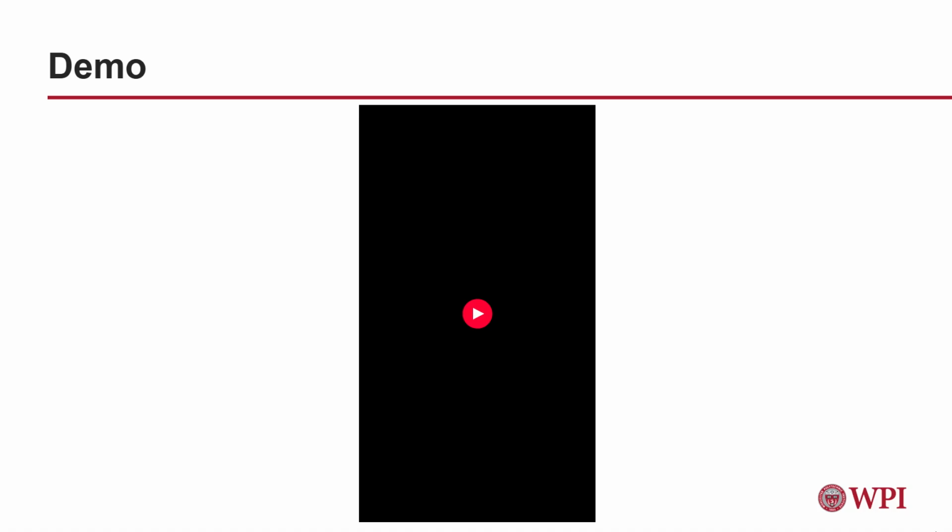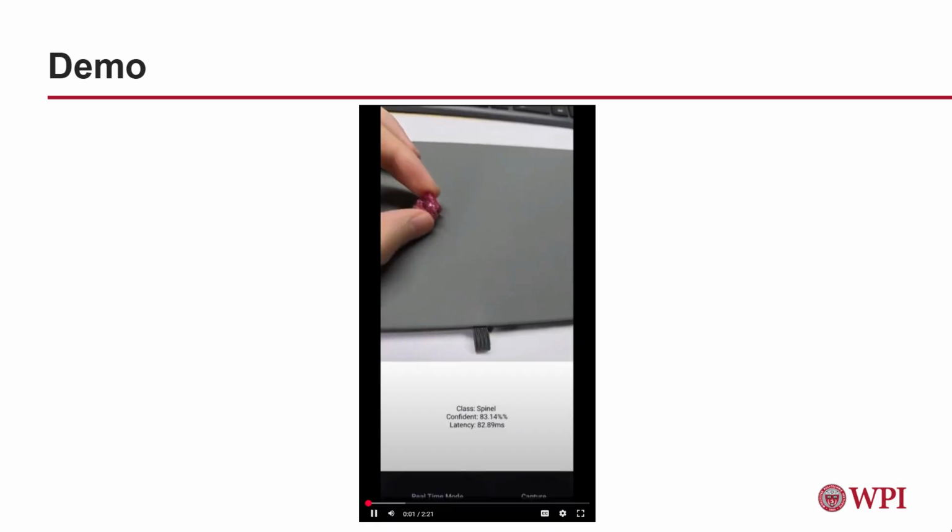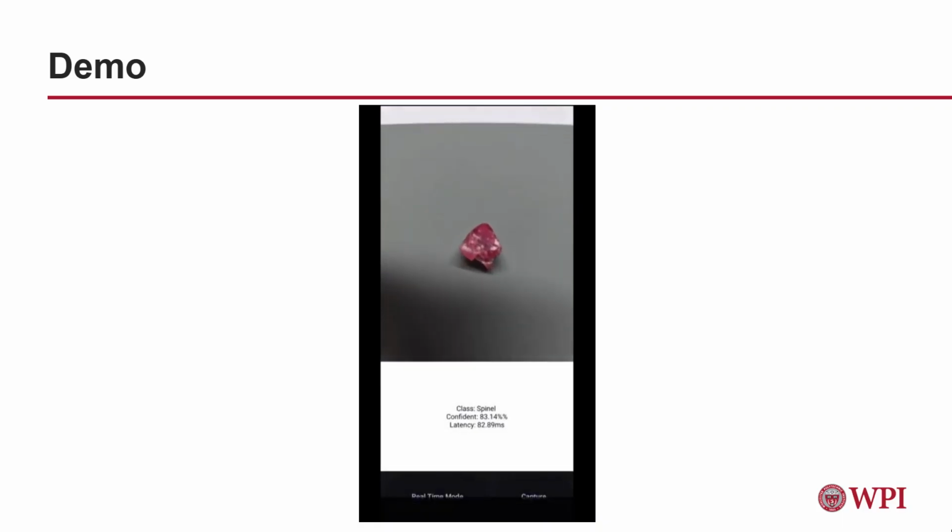Alright, here's a video demonstration of the app that I've tested using some of my mineral samples and other images of minerals. So shown here is a piece of spinel, which is a semi-precious gemstone that is commonly confused with ruby. As you can see, the app is able to fairly accurately state the mineral class for both the capture mode and the real-time mode of the app. So here you can see the confidence score is around 80 to 70%.